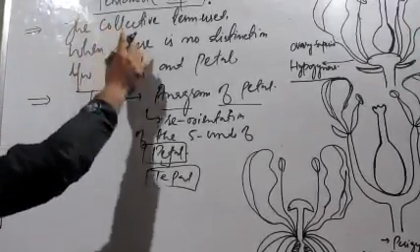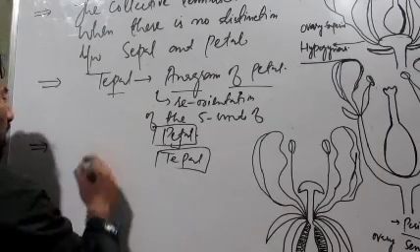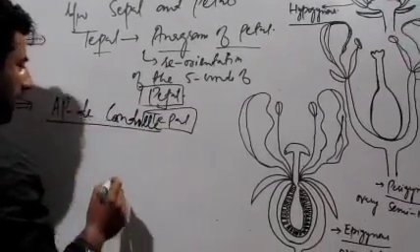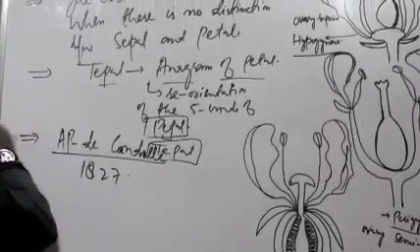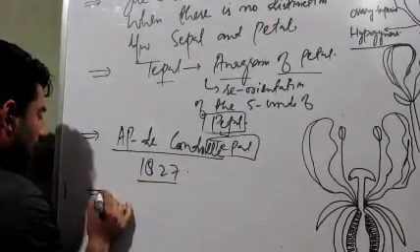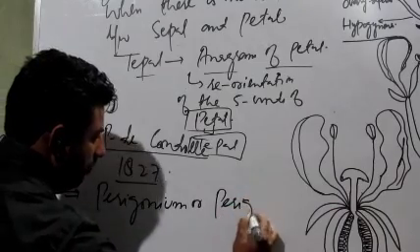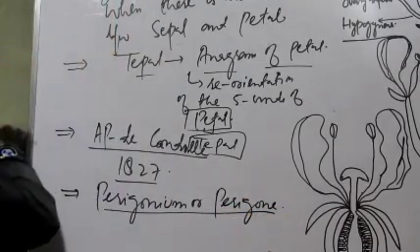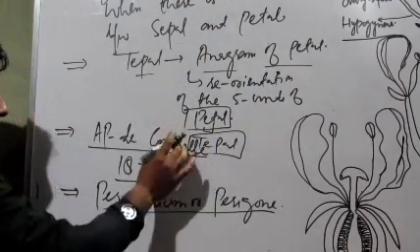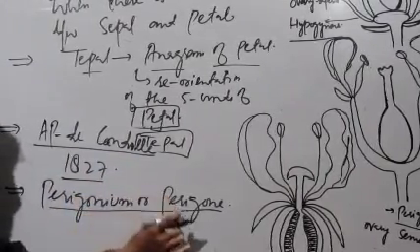The scientist who first proposed the term perianth or the tepal for such a group of petals and sepals which are not clearly distinct was A.P. de Candolle. In 1827, he proposed the term tepal for the first time, or the perianth for the first time. And he also used the terms perigonium or perigon for the perianth or the tepal. So A.P. de Candolle also used the term perigon or perigonium for the tepals or the perianth.